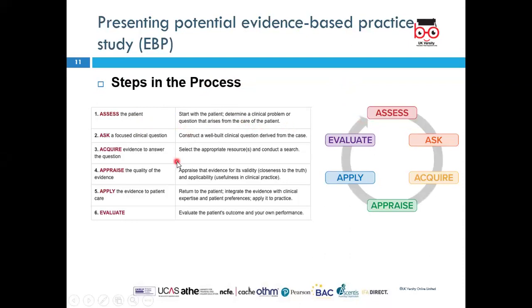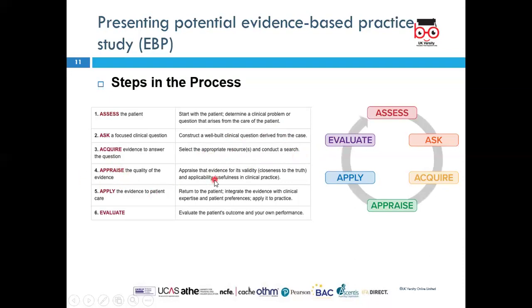Ask a focused clinical question. So you're constructing a well-built clinical question derived from the case, acquire evidence to answer the question, select the appropriate resources, and conduct a search. So this is the search that you're doing on the internet for evidence.